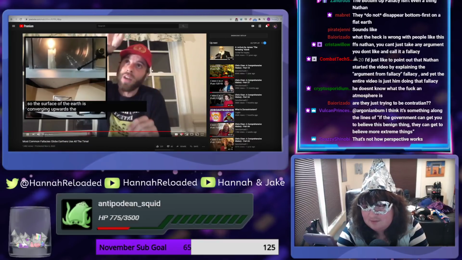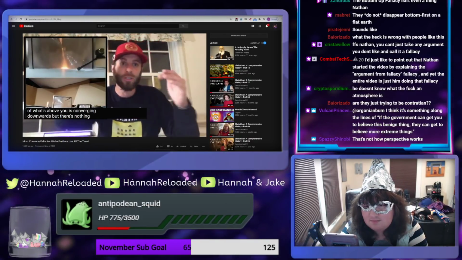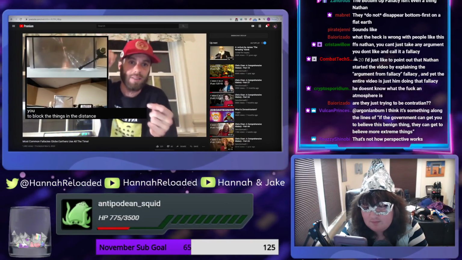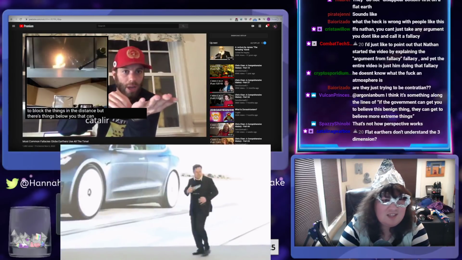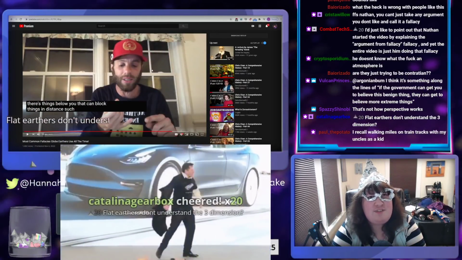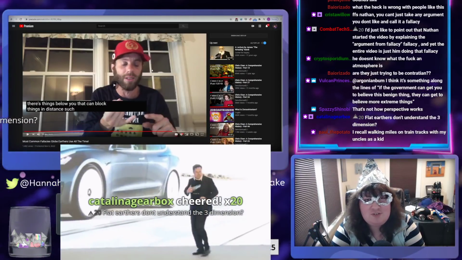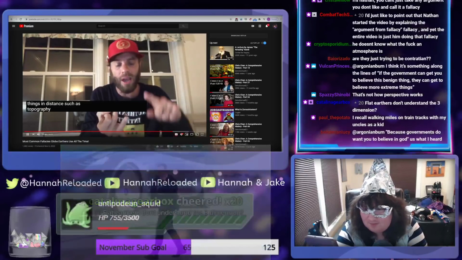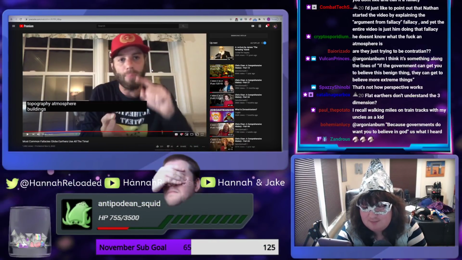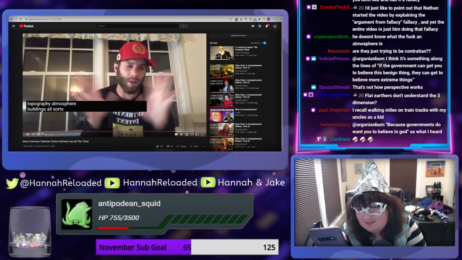Converging upwards, the surface of what's above you is converging downwards, but there's nothing above you to block the things in the distance, but there's things below you that can block things in the distance. What? If we were on a flat Earth, that is absolutely not how perspective works. What are you talking about? Such as topography, atmosphere... Flat Earthers don't understand the third dimension. There's a lot of things Flat Earthers don't understand. Buildings, all sorts of things.